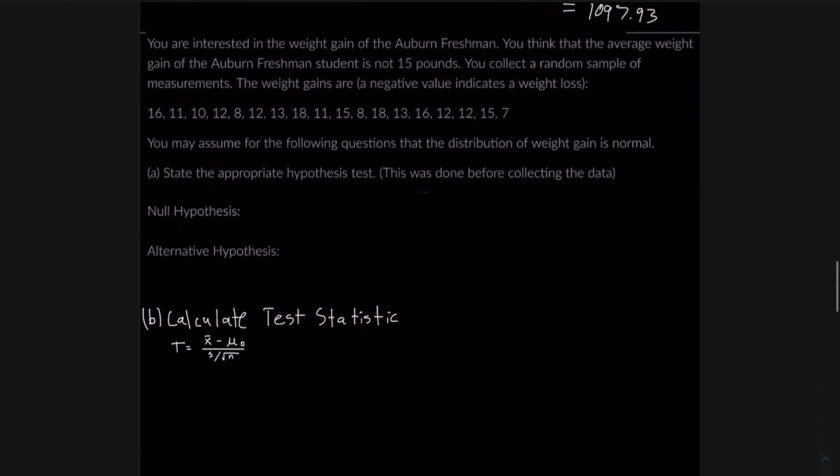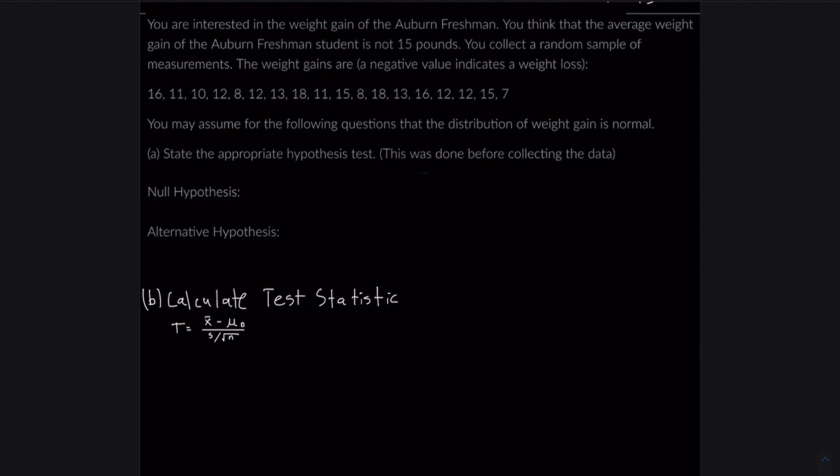Okay, next problem is you are interested in the weight gain of the Auburn freshman. You think that the average weight gain of the Auburn freshman student is not 15 pounds. You collect a random sample of measurements. The weight gains are given, and a negative value indicates a weight loss. So these are all of our observations, and so let's count how many there are. There's 1, 2, 3, 4, 5, 6, 7, 8, 9, 10, 11, 12, 13, 14, 15, 16, 17, 18. So n equals 18, and what we remember about our degrees of freedom is n minus 1, so that would be 17.